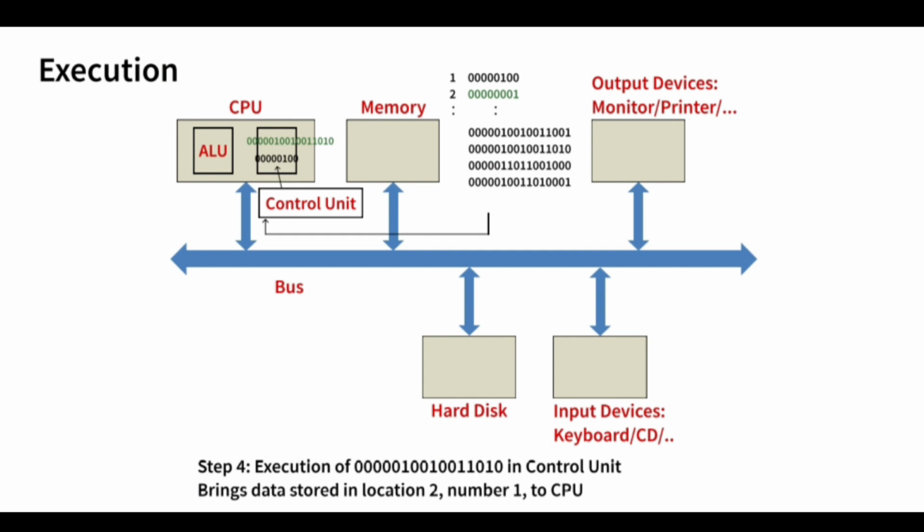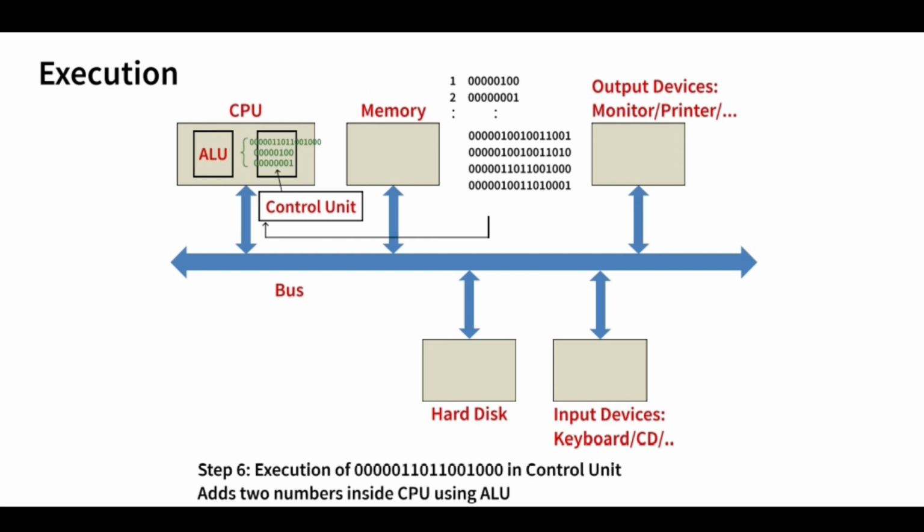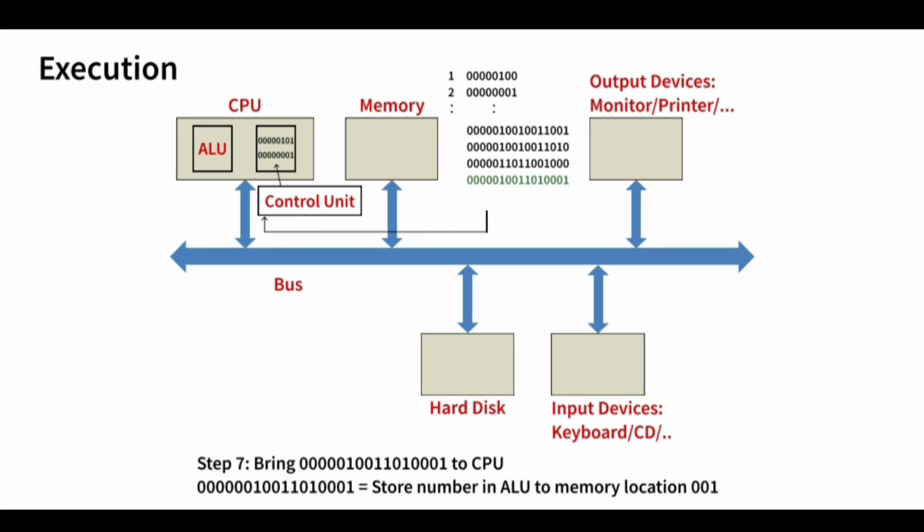Then again it takes the third number, which is actually the addition of two numbers according to the assembly language. So it adds the two numbers, and if it requires any data, it takes it from the memory location and then executes in the control unit. After adding the two numbers inside the CPU using the ALU, the fourth statement is taken to the CPU. Then the number is stored from ALU to memory location 001.